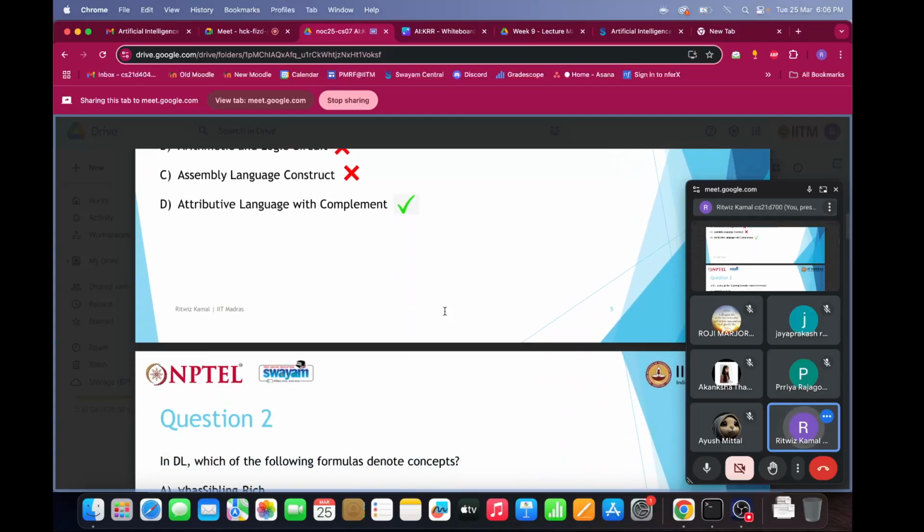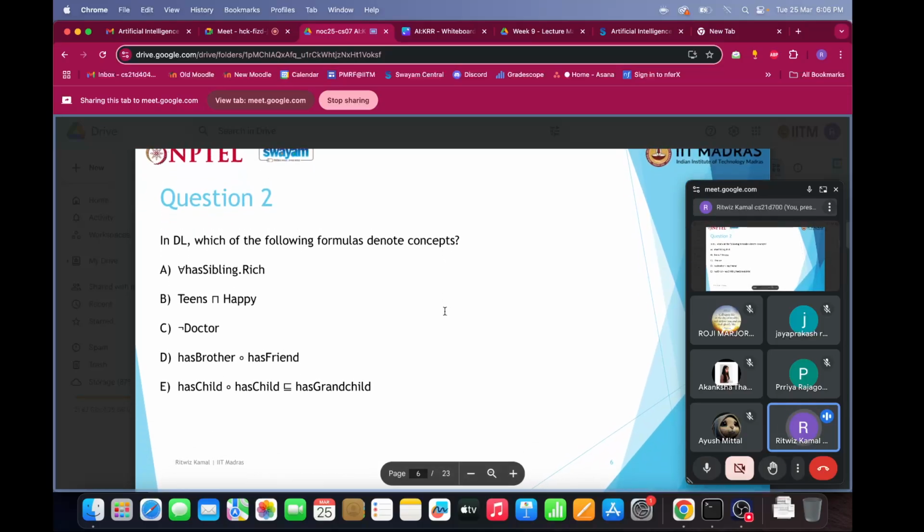Let's move on to the second question, which says that in DL, which of the following formulas denote concepts? You might recall from the lectures that there are things like concepts and roles in DL. You can think of concepts as sets, and then roles are like functions. You can think of this informal analogy in your mind, and based on that, which of the following do you think denote concepts in descriptive logic?